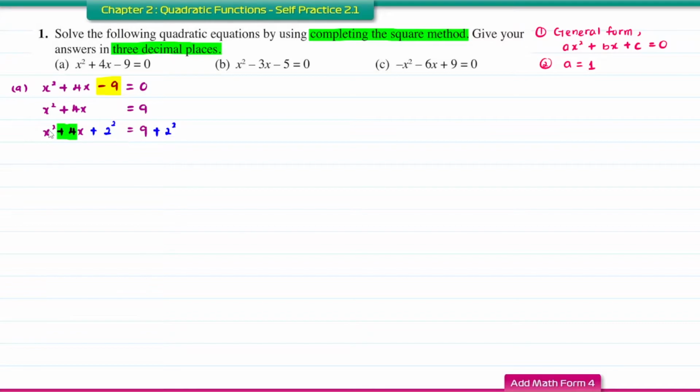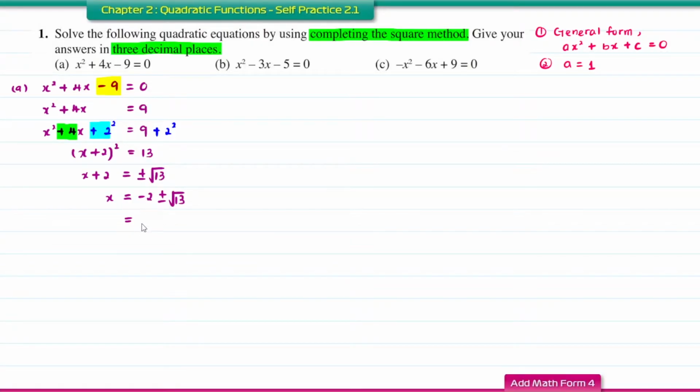Next, I can factorize this part as this is the area of a square. Now, note here, this is a plus 2. Just copy this part down into the bracket, plus 2, and put a square here. Therefore, you already factorized it. This one is 9 plus 2 squared, which is 13. Next, you have to move this square to the other side. It will become plus minus square root of 13. So x is equal to negative 2 plus minus square root of 13.